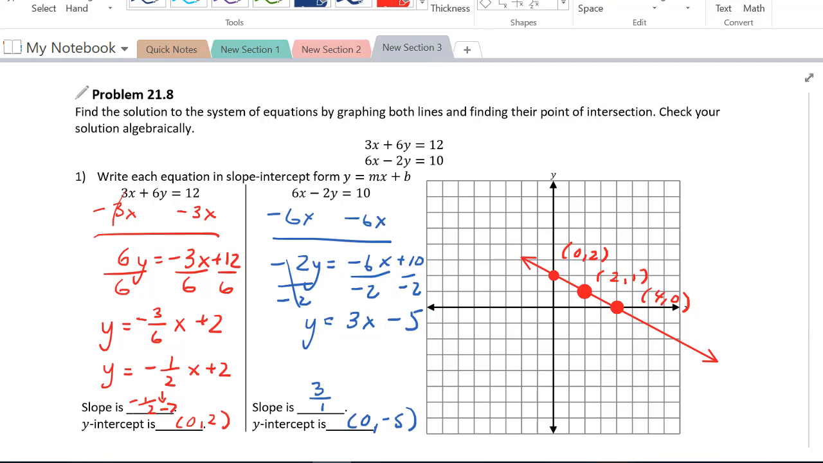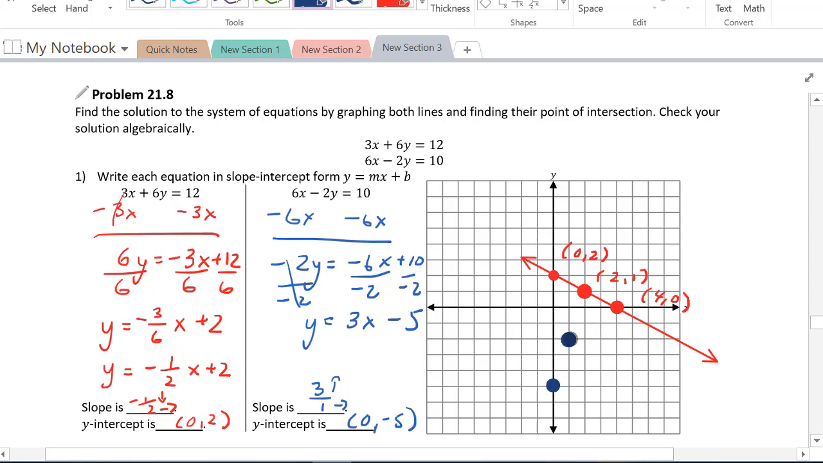Now, we're going to plot the second equation. So the second equation, again, we're going to start with the y-intercept, which is 0, negative 5. So 1, 2, 3, 4, 5. 0, negative 5 is right here. And then we're going to go up 3, right? So look at my slope. My slope is positive. So I'm going to go up 3 and then right 1. So I'll go 1, 2, 3, right 1. There you go. That's a point.